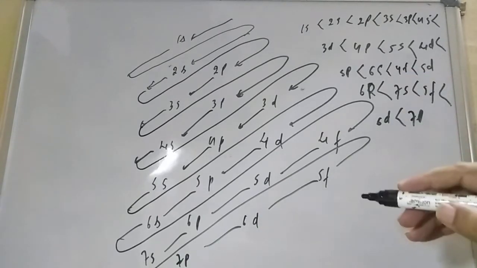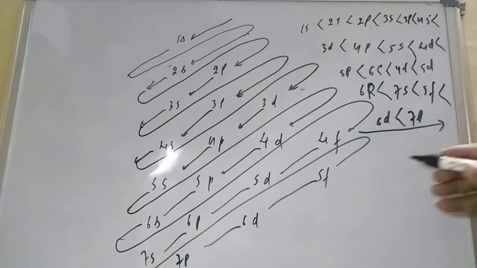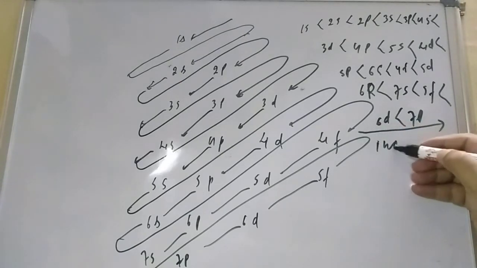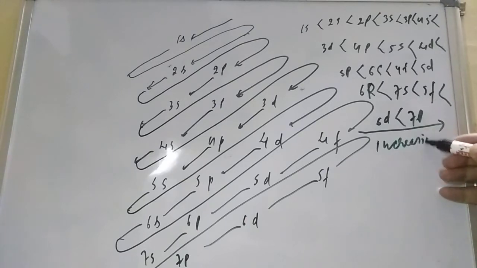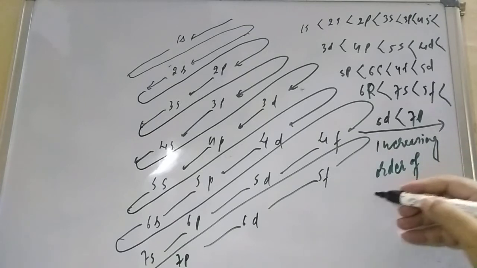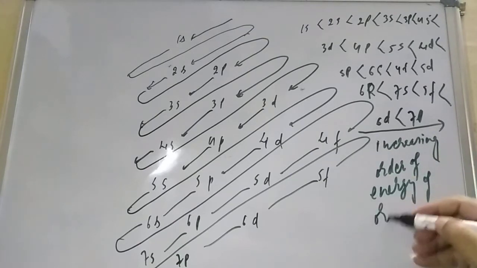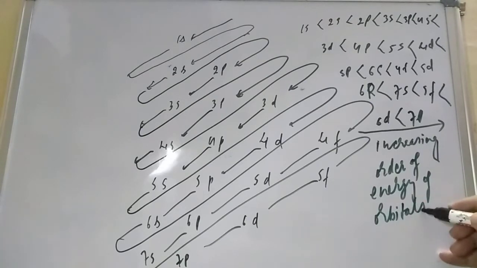So this is the increasing order of energy of orbitals, student. Here we can write: increasing order of energy of orbitals.